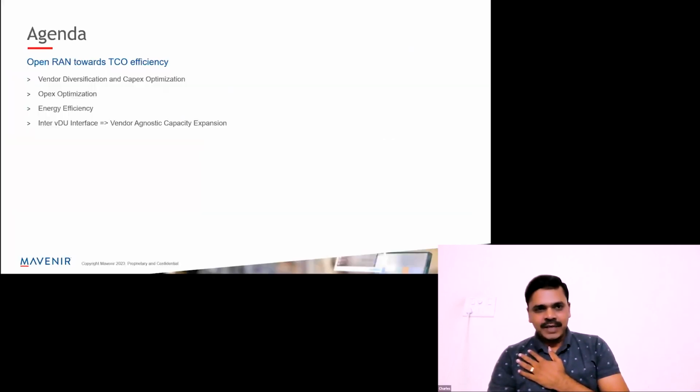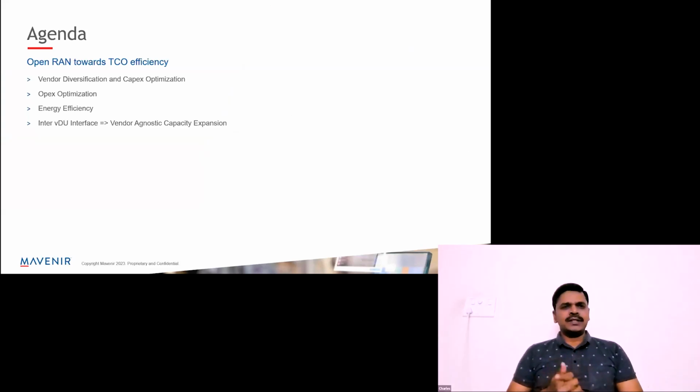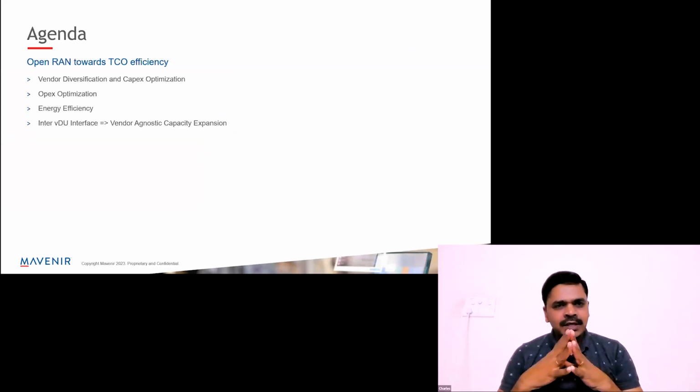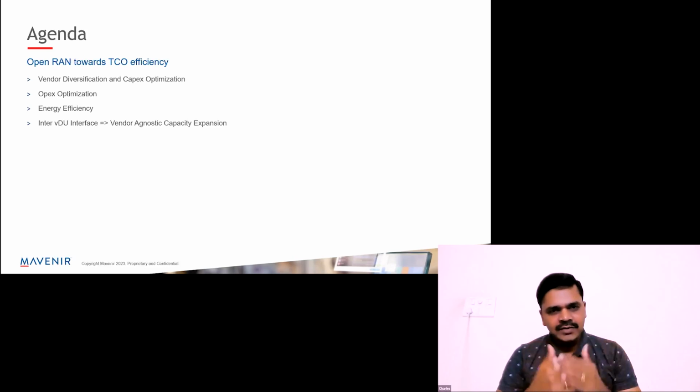So with that, let me get to the agenda of the session. Basically, I will go over how Open RAN is taking us towards the TCO, the total cost of ownership, and in terms of efficiency. It has multiple facets of achieving that TCO. One of them is vendor diversification and CapEx optimization. The next step is towards OpEx optimization and energy efficiency. And last but not least, the inter-vendor interface that's being standardized in O-RAN, which is going to provide the operators with the flexibility to go with multiple vendors of RAN software within the same site or same particular circle.